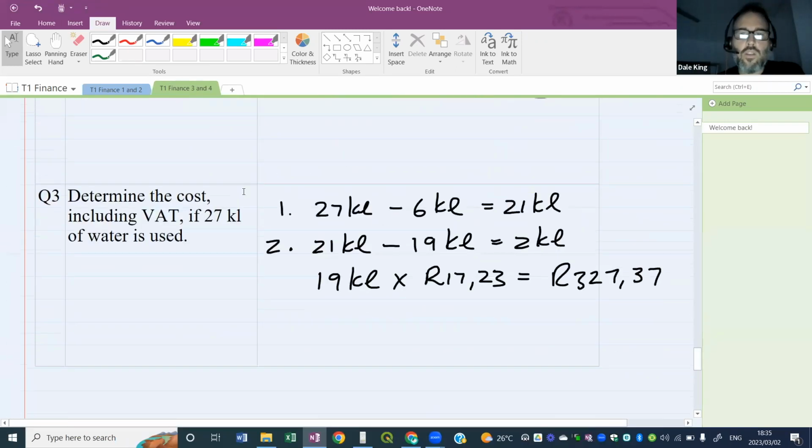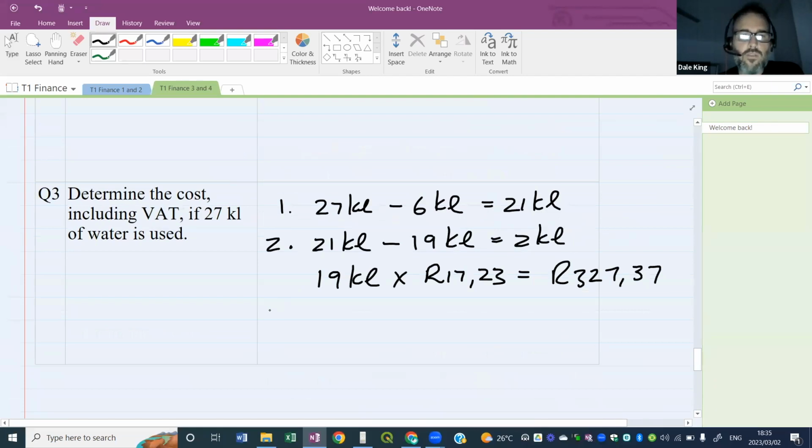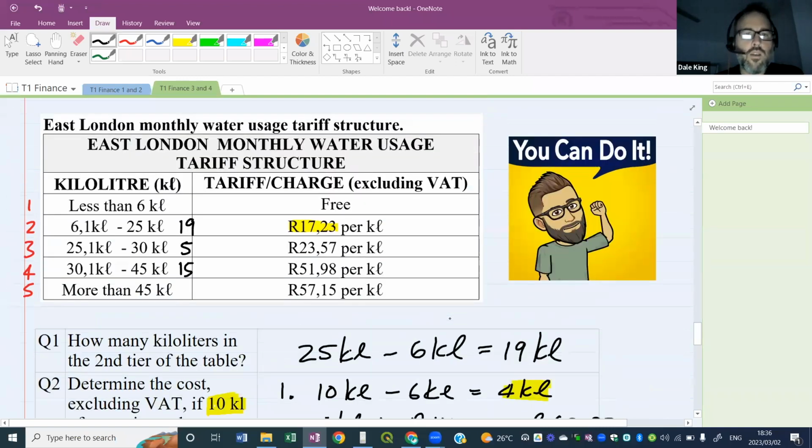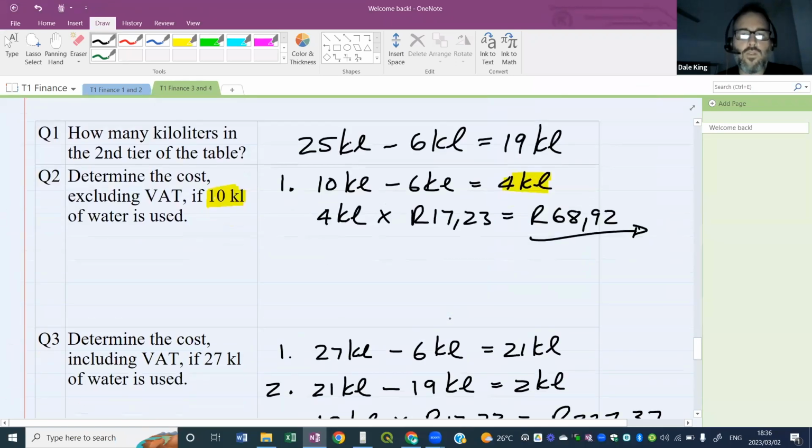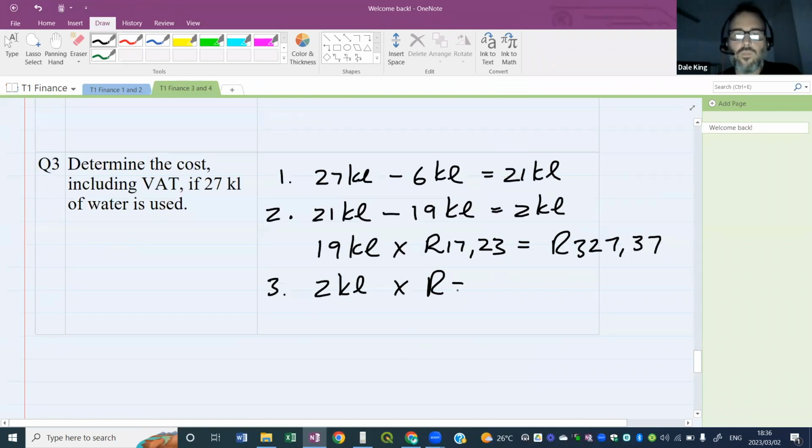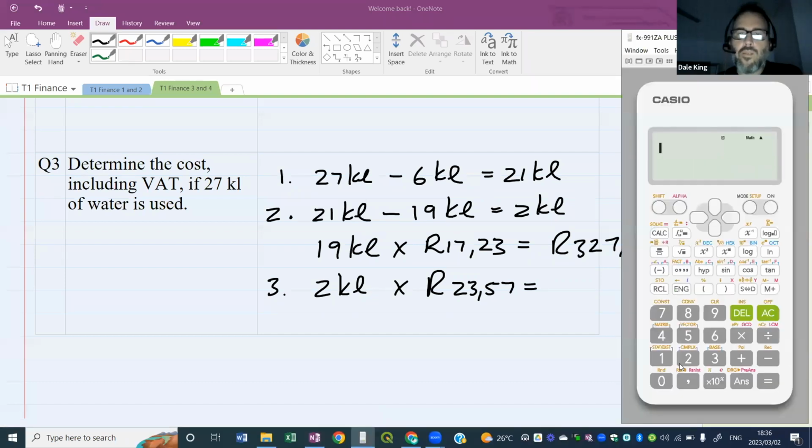All right, so these 2 kiloliters that I still have left are going to be charged at the third tier's rate. So I'm going to say we've got 2 kiloliters left, and these must be charged at the new rate in the third tier, which is 23 Rand and 57 cents. So 2 times 23 Rand and 57 gives us 47 Rand 14.